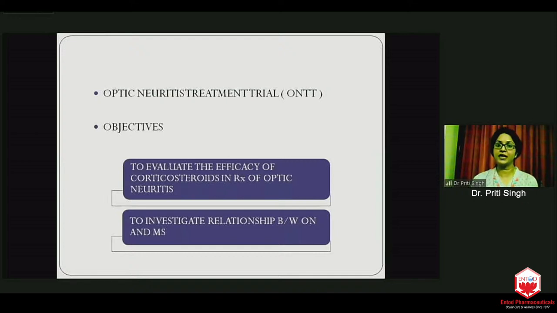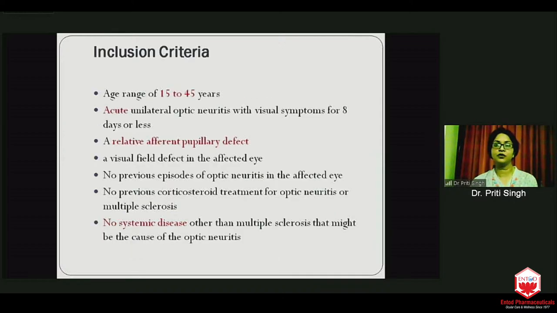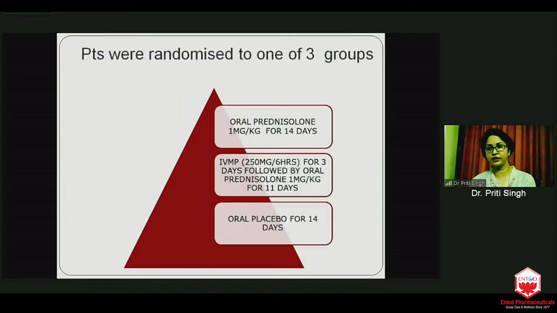There was one optic neuritis treatment trial study, which was a multi-center study done in 15 centers in the USA, with the objectives to evaluate the efficacy of steroids in the treatment of optic neuritis and to investigate the relationship between optic neuritis and multiple sclerosis. The inclusion criteria of ONTT were that of typical optic neuritis, that is, the age range should be that of the typical, acute unilateral loss of vision should be there, RAPD should be present, and no systemic disease should be there other than multiple sclerosis. Then they divided the patients into 3 groups.